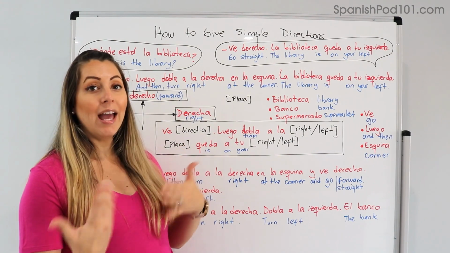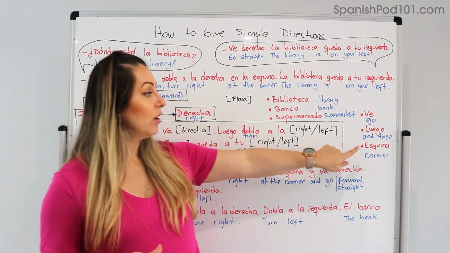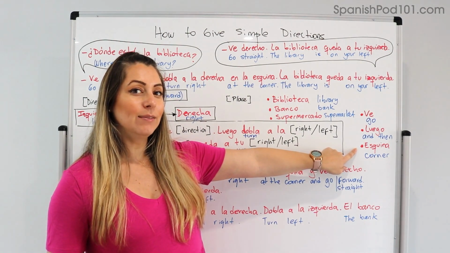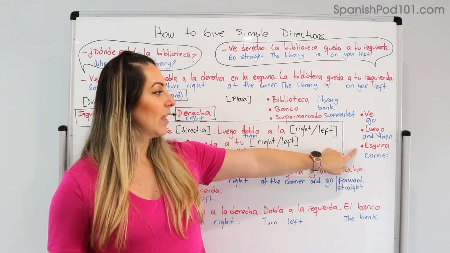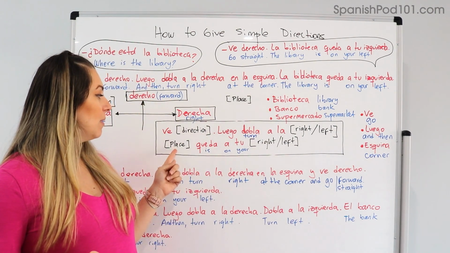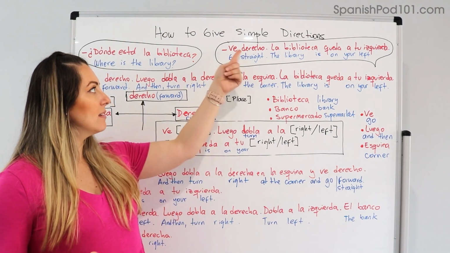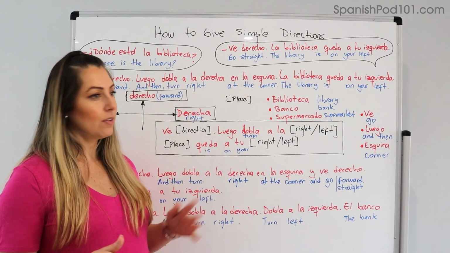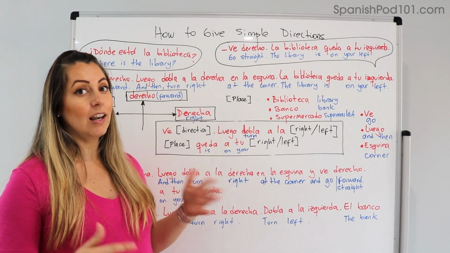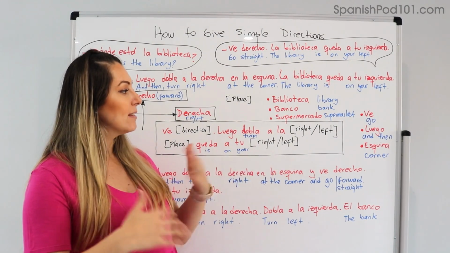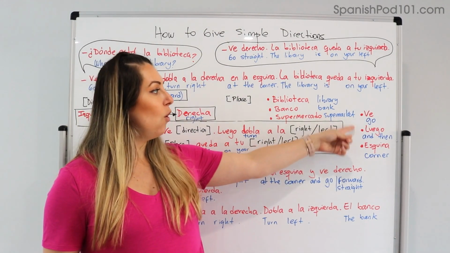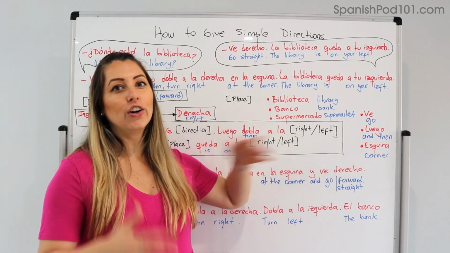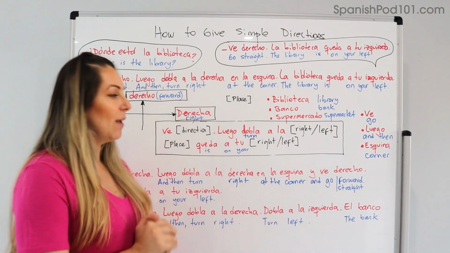Por ejemplo, en la esquina, in the corner, esquina significa corner. We're going to see it in an example. And then you can mention the place. See, in this case, la biblioteca queda a tu right or left. So the library is on your left or right. So let's have a look at some examples, adding all this vocabulary, go, and then corner, right or left, etc.